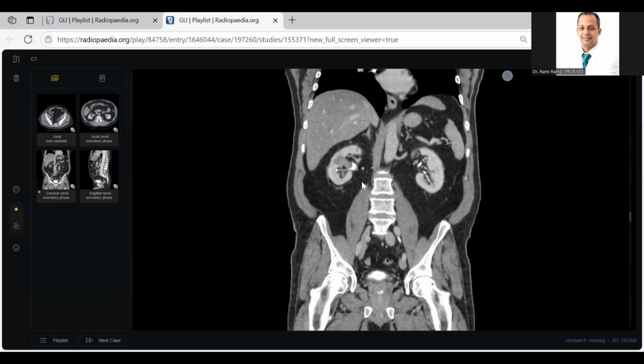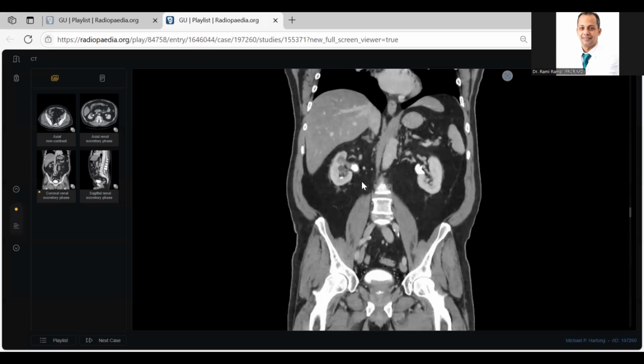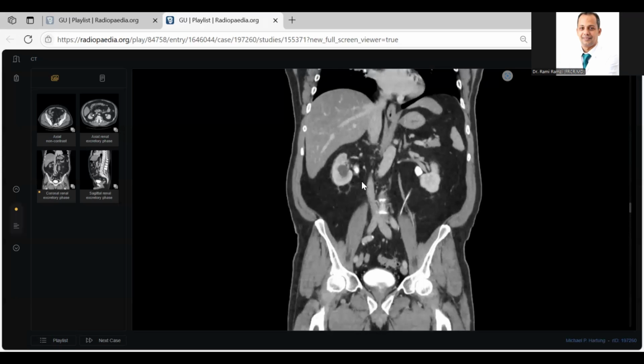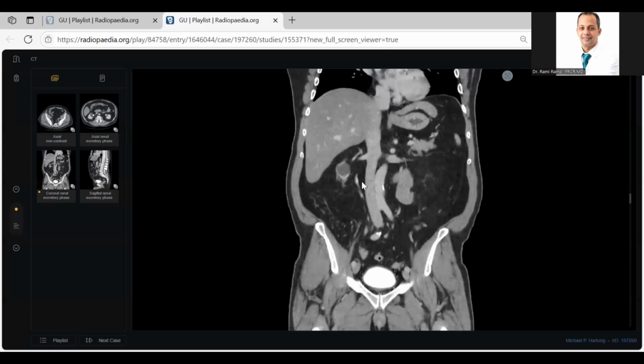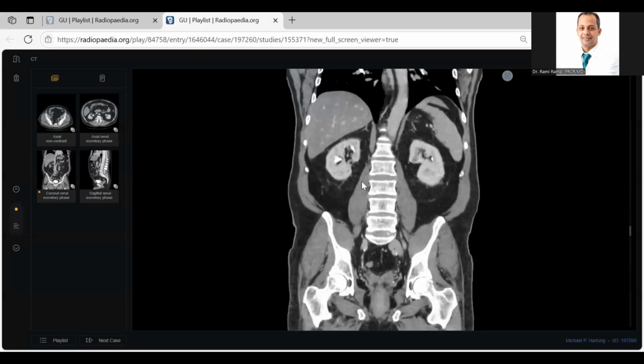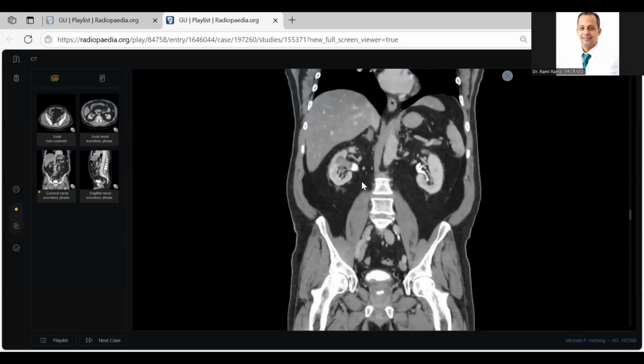Now I can see there is a filling defect noted in the calyx. This filling defect could be, is it papillary necrosis?